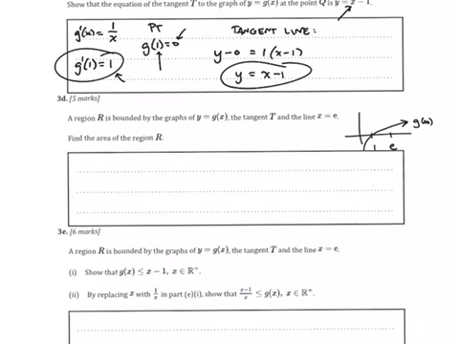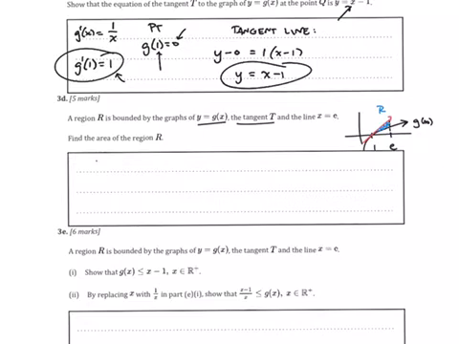R is bounded by the graph of g of x, which I have graphed, the tangent line t, let's graph that in red, and the line x equals e. So this blue space here, it's not perfect, but it's a good try. That's R. Okay, we got to find that area.